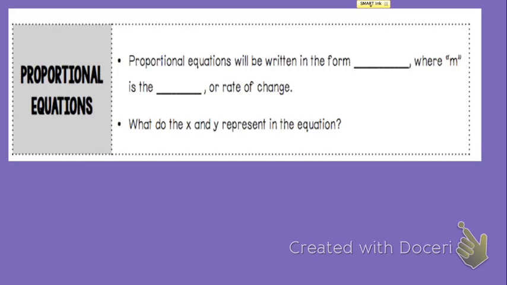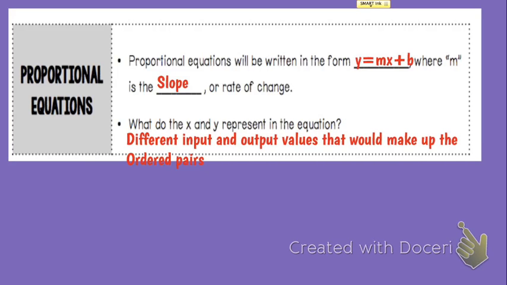So proportional equations will be written in the form of y equals mx plus b, where m is the slope or the rate of change, which we just talked about. So what do the x and the y represent in the equation? And we just talked about that as well, as different input and output values that would make up the ordered pairs. So just like in the table, we had months and then we had cost. Months was our x, cost was our y. So if we went 1 month, we paid $25. If we went 2 months, we paid $50. If we went 3 months, we paid $75.